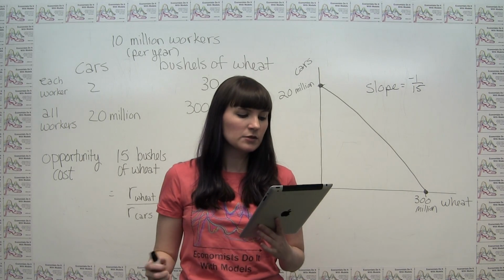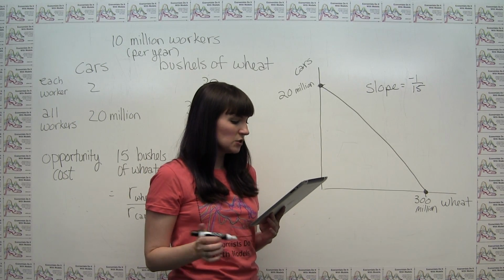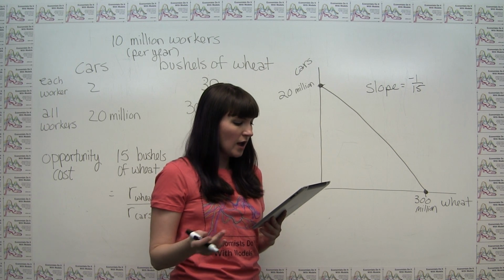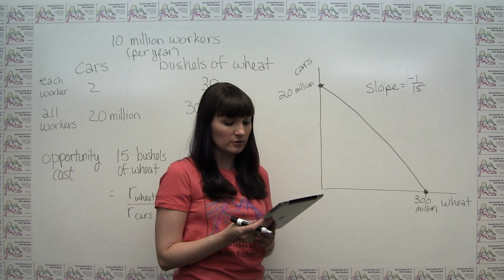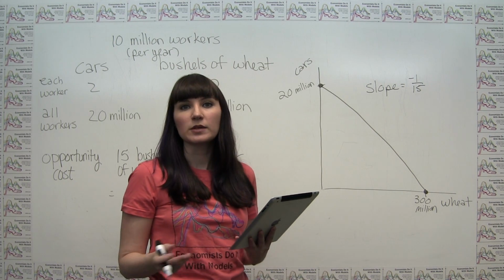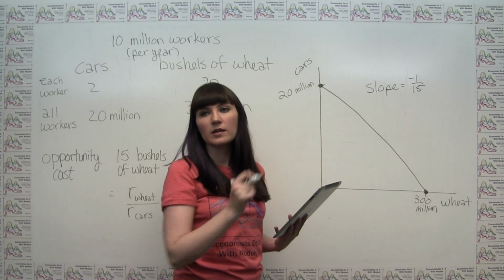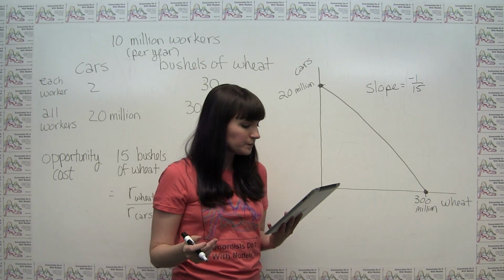And then the problem continues to say, if Canada chooses to consume 10 million cars, how much wheat can it consume without trade? And then it asks you to label the point on the production possibilities frontier. So I'm actually going to start by labeling the point, and then we'll do some math later.